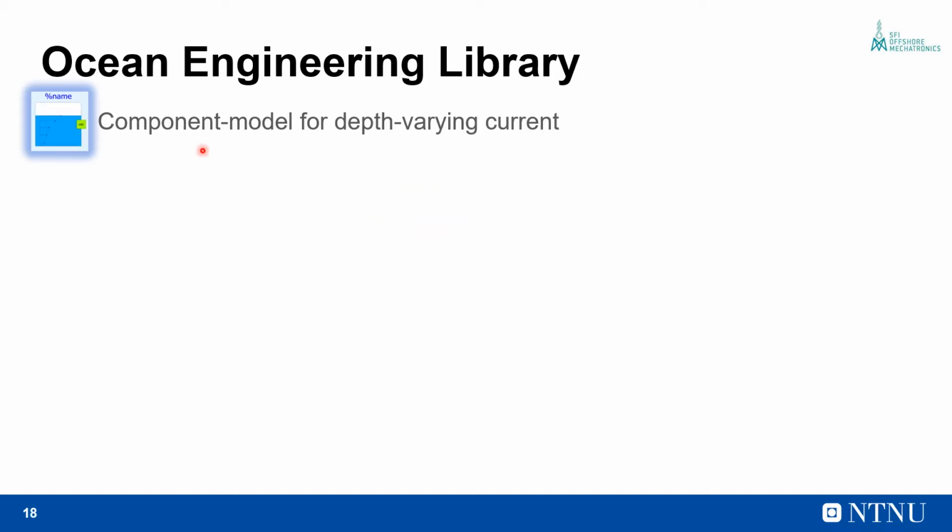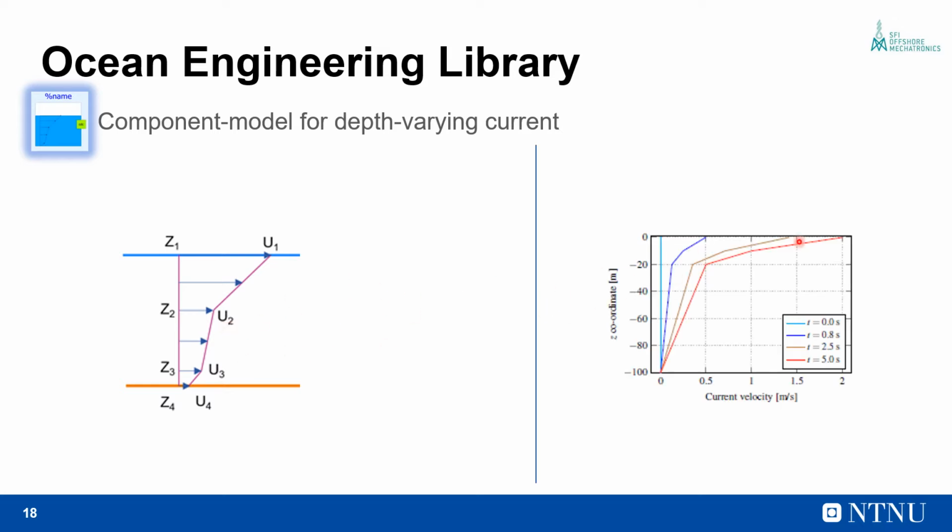In developing the component model for depth varying current, we specify the depths and the current velocities at those depth points and use linear interpolation to calculate the current velocities at intermediate depths. We also use ramping to ramp up the current values and thus prevent shock loading to the other component models. This ramping was also performed in the wave component models.